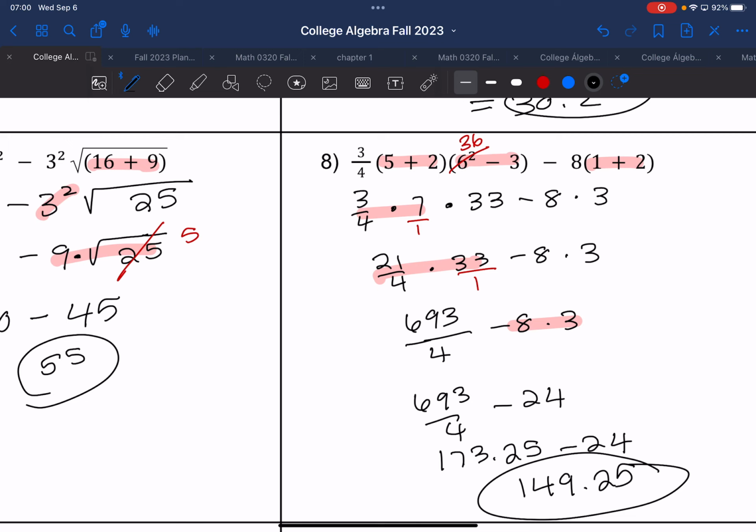Question, if you don't mind. In this situation, are you able to turn that 24 into a fraction and subtract that way? Yes, you get the same answer. So if you turn 24 into a fraction, you write that over 1, you'd have to get a common denominator, and you would get the same answer.